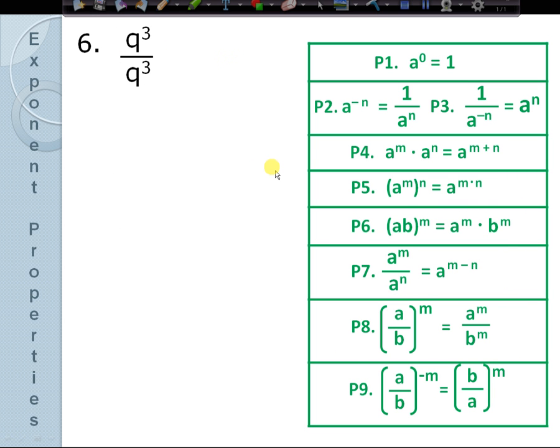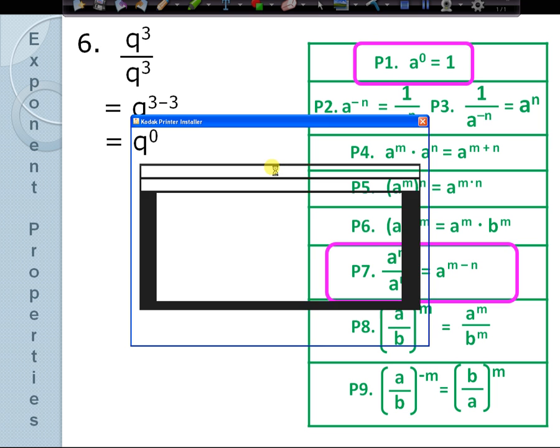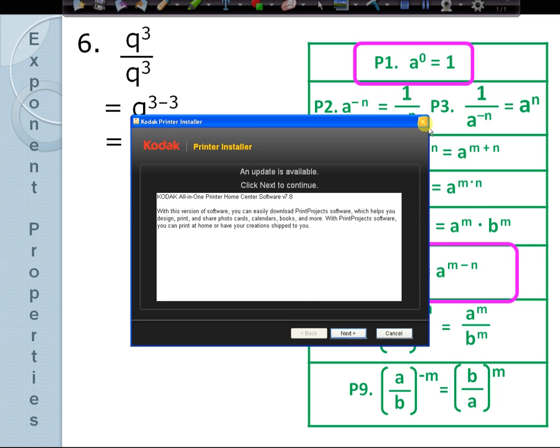All right, look at number 6. You have q to the 3 over q to the 3. Because my q is the same variable on the top and the bottom, it's the same base number, I'm looking at property number 7 to see what to do here. I'm going to say that that's the same thing as saying q to the 3 minus 3. Pretty sure we learned in kindergarten or maybe first grade that 3 minus 3 is 0, so that gives me q to the 0. Now, I'm not done here because if I look at property number 1, that's what I have.